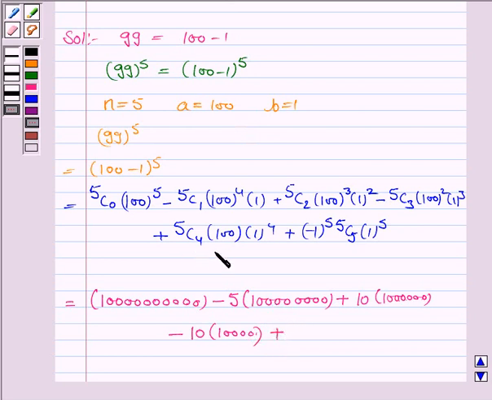Plus 5C4 is 5, so the fifth term is 5 into 100, and the last term is minus 1, since minus 1 to the power 5 is minus 1 and 5C5 is 1, so the last term is minus 1.